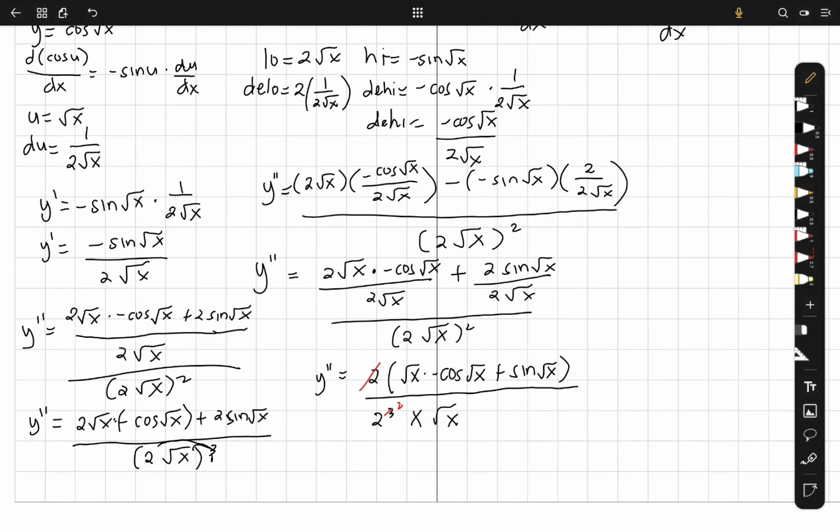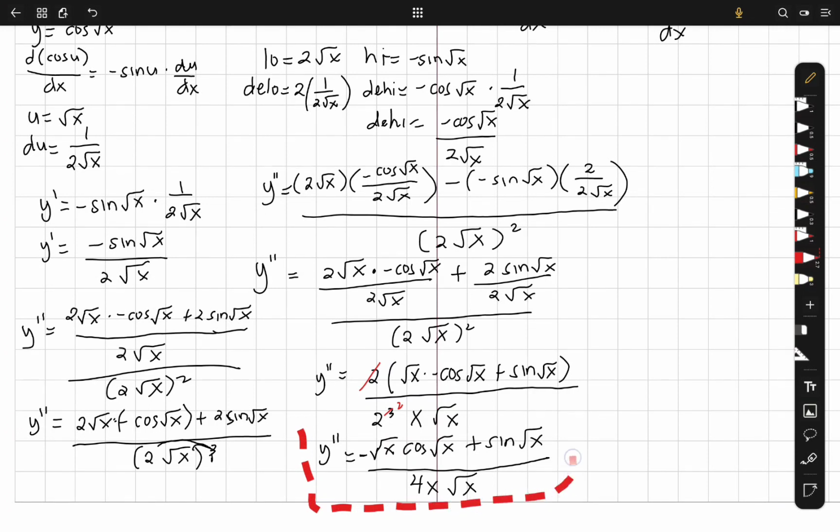So our final answer will be y double prime is equal to negative square root of x cosine square root of x plus sine square root of x all over sa ating 4x square root of x. And this will be our final answer for this second derivative ng ating y is equal sa cos square root of x.